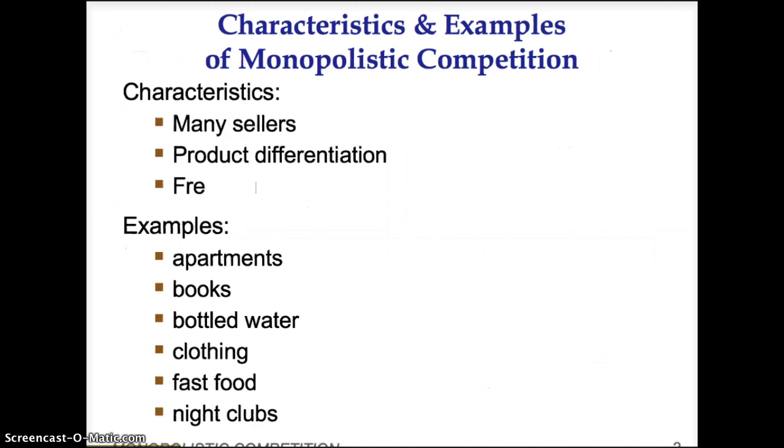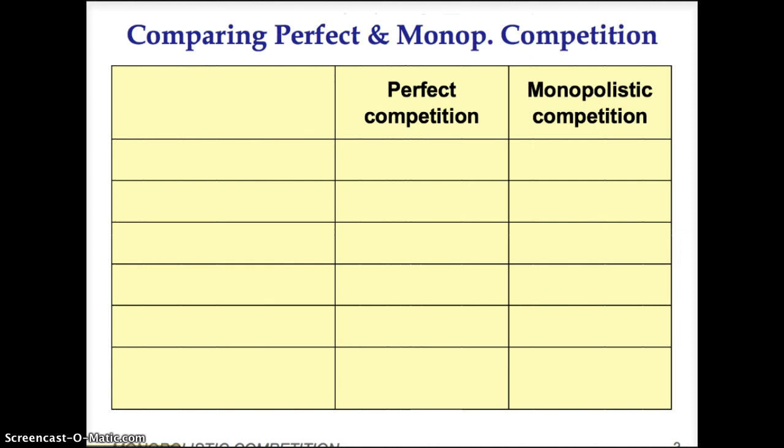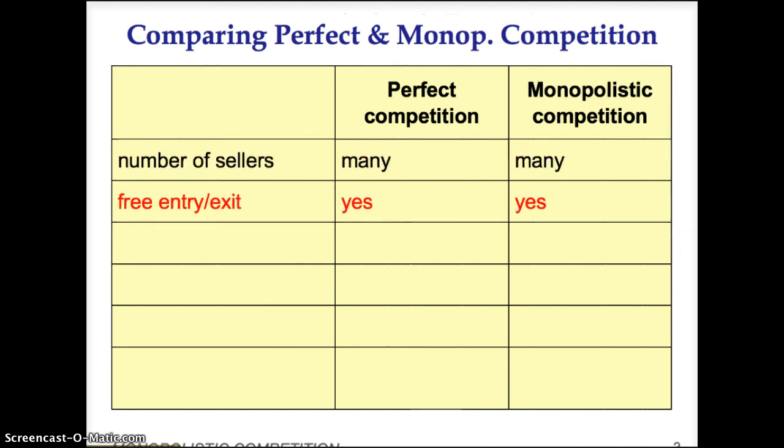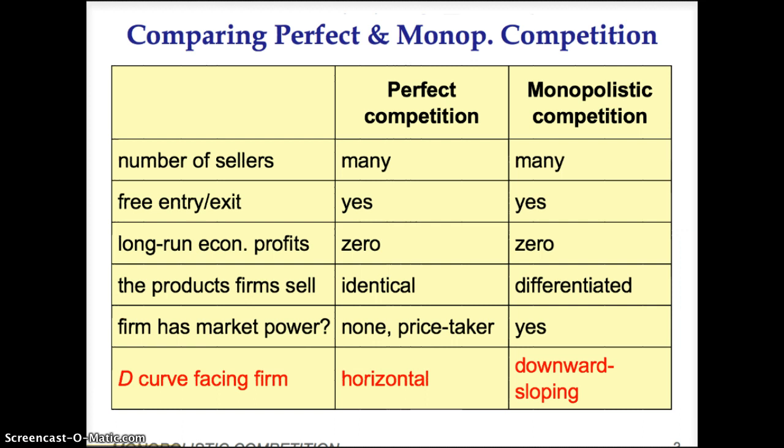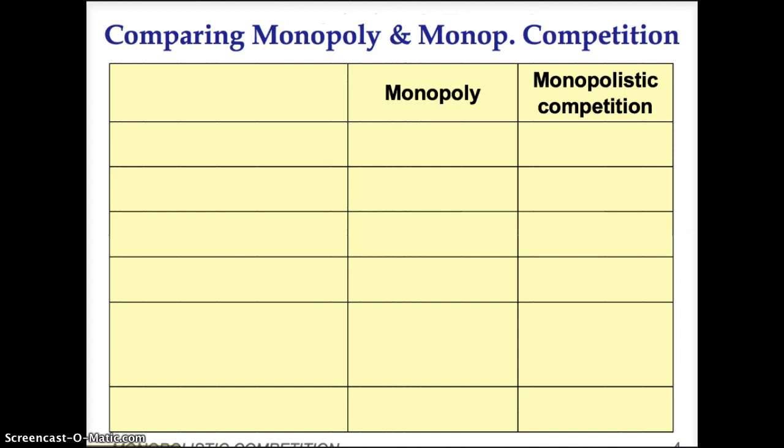Let's compare perfect competition and monopolistic competition. Both market structures have many sellers, free entry and exit, and zero economic profits in the long run. Perfectly competitive markets sell identical products, while monopolistically competitive firms sell differentiated products. Perfectly competitive firms are price takers and have no market power. Monopolistically competitive firms will have some degree of market power. The demand curve for the firm is horizontal for perfect competition, and the demand curve for monopolistic competition is downward sloping.